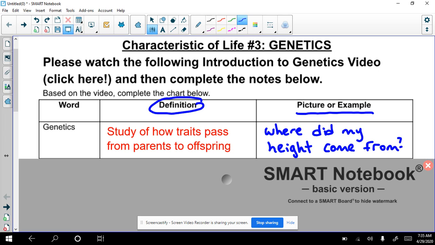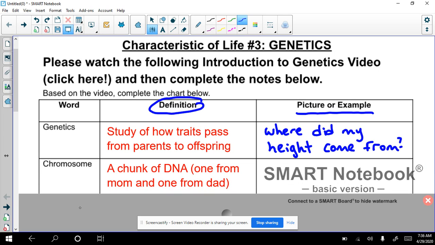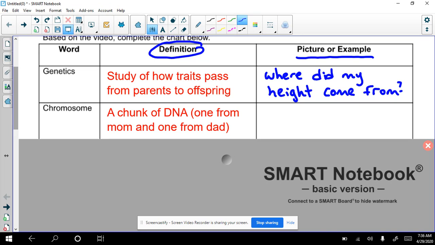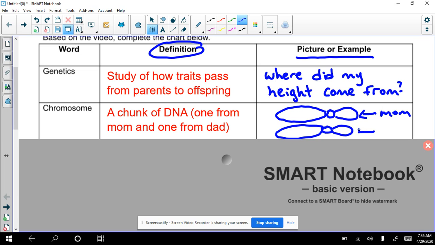Probably from my mom. The next vocab term is the term chromosome, and we've talked about this term before. A chromosome is literally a chunk of DNA, and they always come in pairs. You get one from mom and one from dad, and a chromosome usually looks like this. It's got a little part in the center, and like I said, they always come in pairs. So you got this one from your mom, and then you got the second one from your dad.